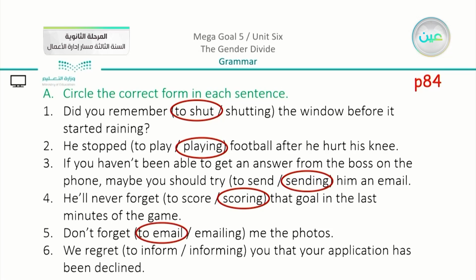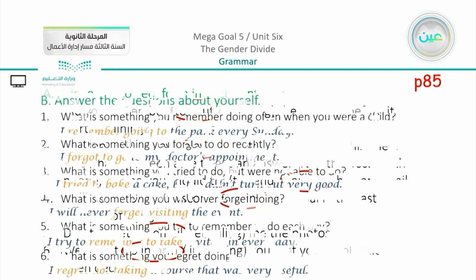We regret to inform you that your application has been declined. Now we have here bad news. We have something that is not something that we want to do, so we can say that we have here to inform you. Now we do have other exercises in the book for the grammar.